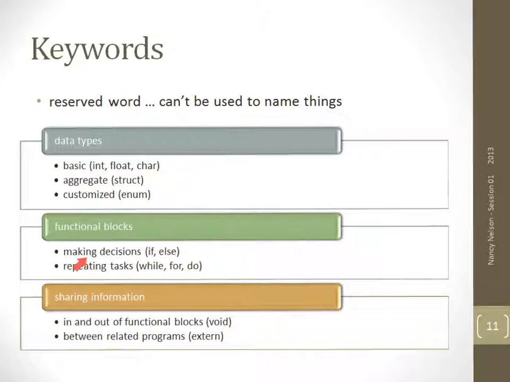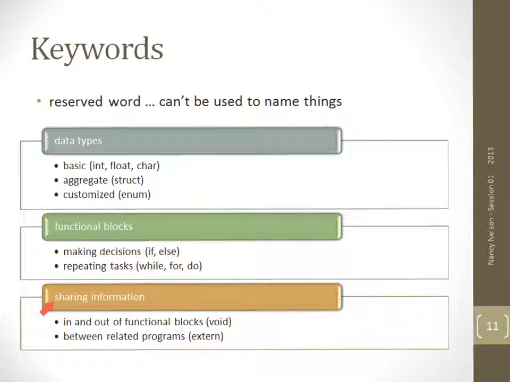Then we have some keywords that are used to help us do things in our code. So we need to be able to make decisions. So we have a keyword if and a keyword else, so we can't name variables or constants that. Then we also have keywords that let us do things over and over again. So we have a while keyword, a for, and a do. So again, we can't use those.